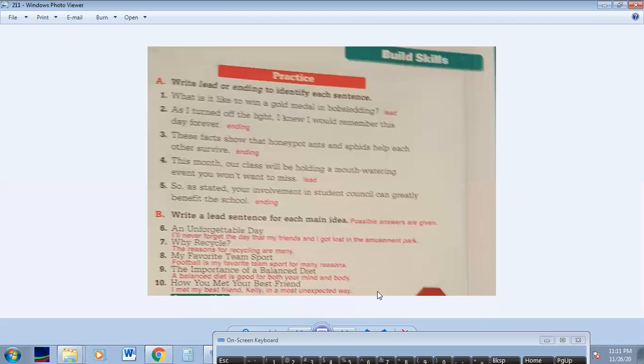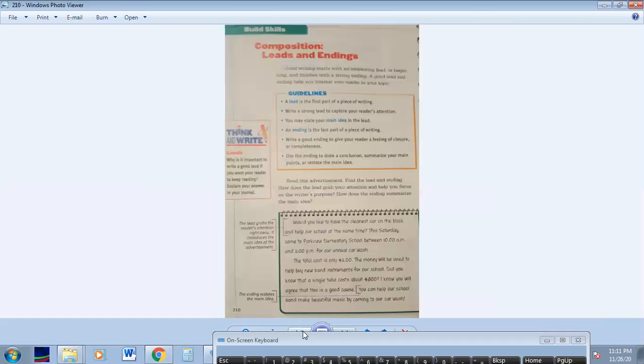All right, this is leads and endings. Remember, a lead sentence is the first part of the writing. If we're writing a long writing, it might be the first paragraph. If we're writing only a paragraph, it will probably be only the first sentence. It should be interesting so that the reader wants to finish reading what you're talking about. It should capture their attention, attract them to read.